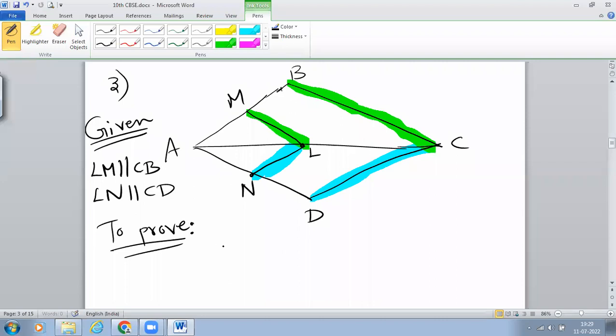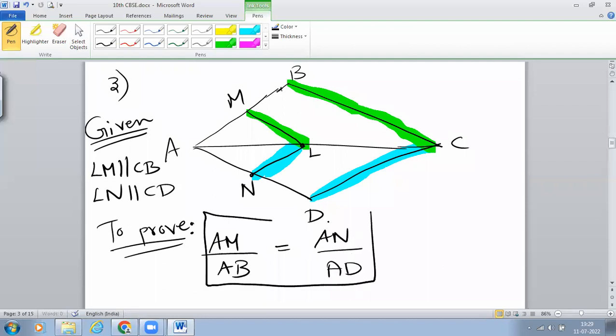And next you have to write to prove. Here we have to prove AM divided by AB is equal to AN divided by AD. This is what we have to prove. Very simple sum. Once you learn, it will be very easy. So all of you write given as well as to prove. Finished, ma? Good.